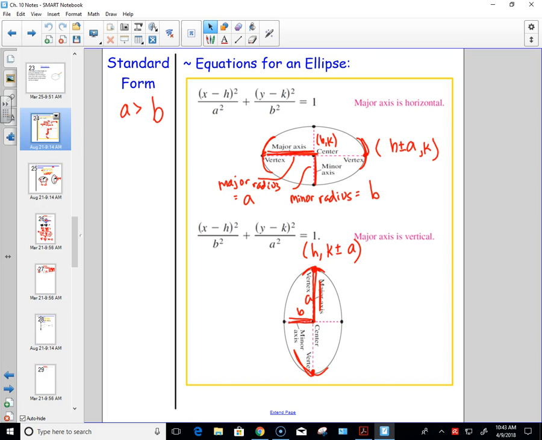Pieces of an ellipse. We have a center, we have foci, we have vertices. Now vertices, you could technically call them major vertices and minor vertices, but the main vertices are just on the major axis. When our book talks about vertices, it's just talking about the endpoints at either edge of the major axis. That's how we find them.